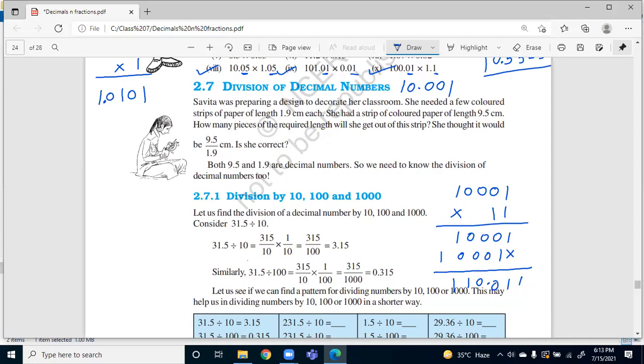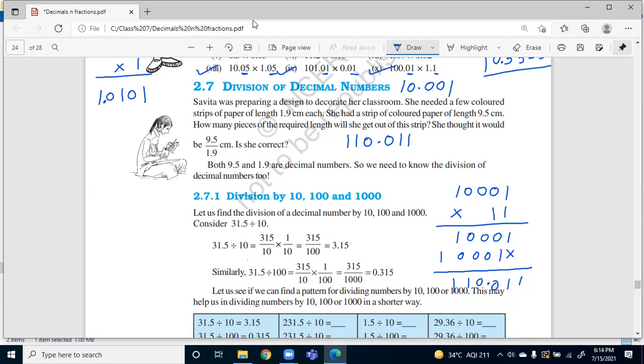So the correct answer is 110.011. So the correct answer is 110.011. So please everyone do it in your copy.